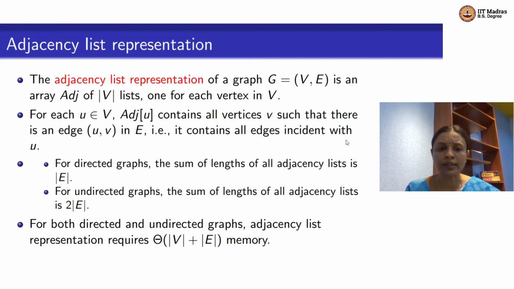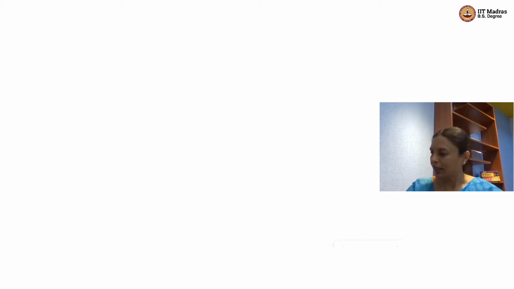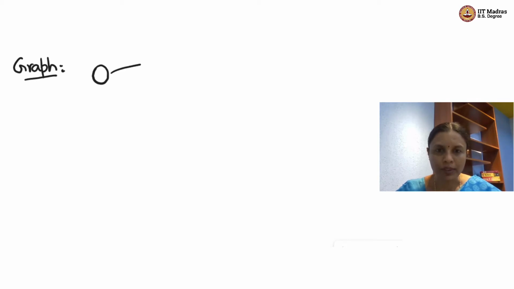So how does an adjacency list representation look like? As I told you, take a graph. Let's say it has some vertices, it has some edges. An adjacency list is basically an array of lists, one for each vertex. So let me just shift to the writing board for a minute and tell you how an adjacency list looks like for a small graph. So let me draw a small graph for illustrative purposes.